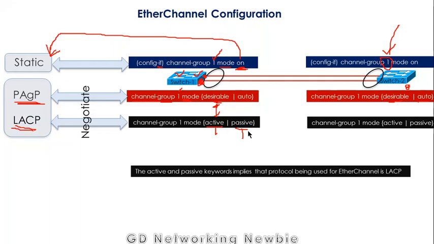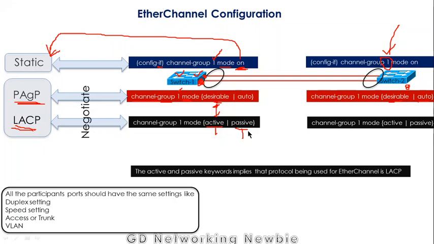So these are the basic commands to configure EtherChannel on the switches. In addition to that, an important point is that all the ports which become members of the EtherChannel should have the same settings, like the duplex setting, speed setting, and access, trunk or VLAN. All these things should be the same in all the ports which are going to be members of a single EtherChannel. With this background, we are going to move to Packet Tracer to see it working.